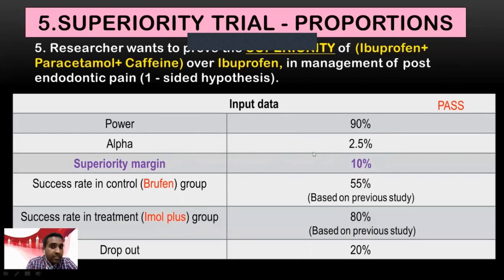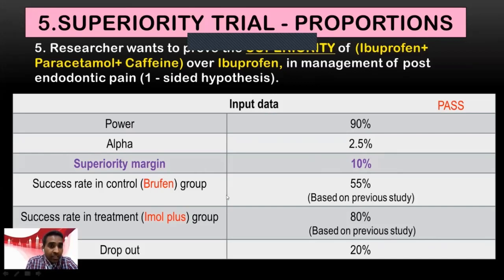Instead of 5%, we are reducing the error to 2.5 because it is a one-sided hypothesis. So we don't want to take much chance, to eliminate the bias. Okay, so we are keeping 90 and 2.5%. And superiority margin is 10%. This is something a tricky one. Here we are going to test the hypothesis that I wanted to prove the synergistic effect of this combination is at least 10% superior over brufen.